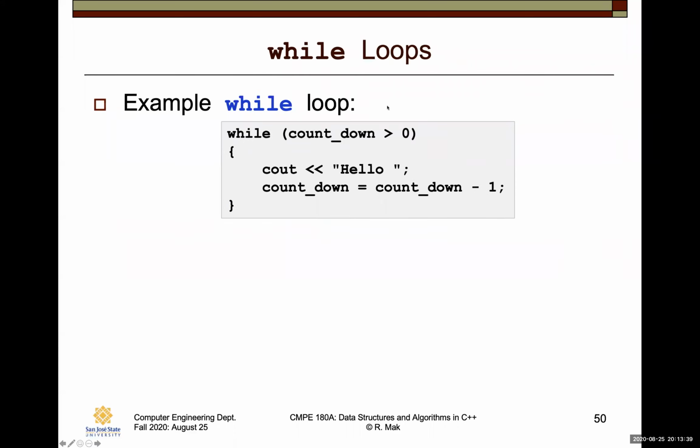Okay? We can have while loops. So here, this is a loop. We're going to execute these statements over and over and over again as long as this expression is true. So while countdown is greater than 0, we're going to write out hello and then decrement countdown by 1. And then, of course, we could have written countdown minus equals 1 here.